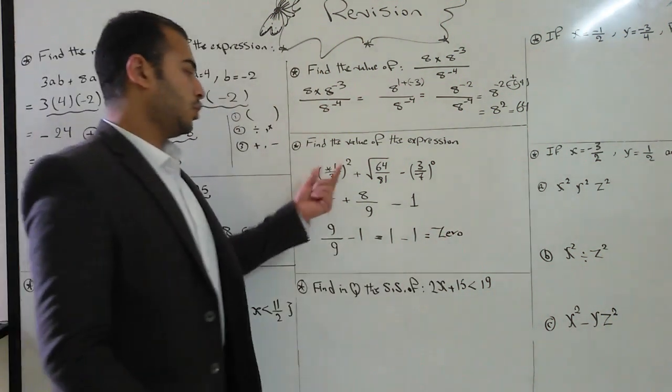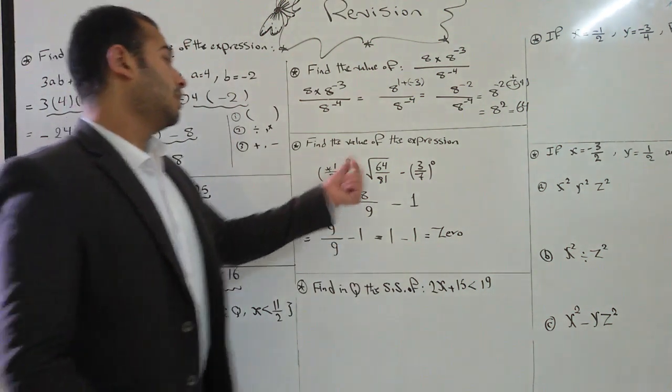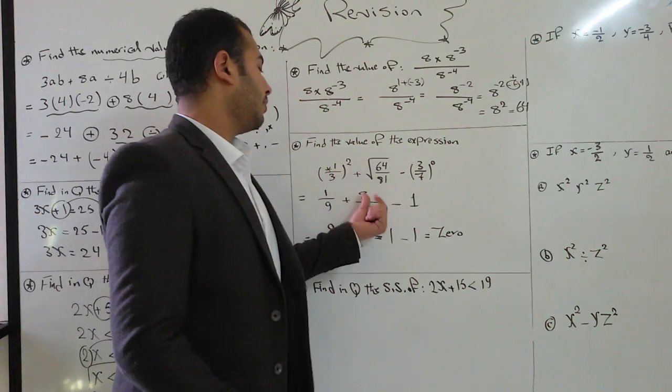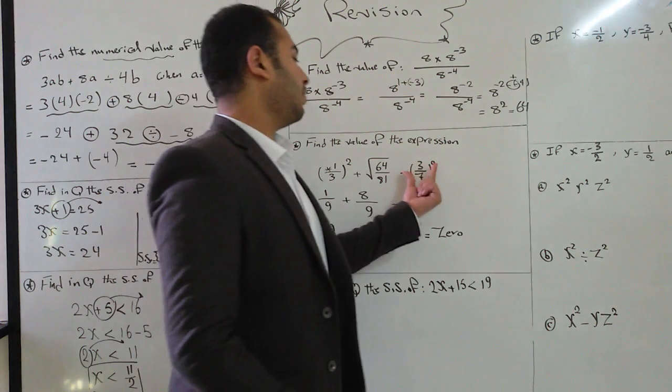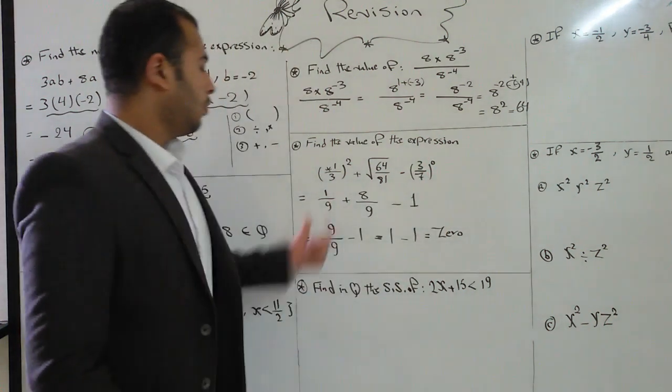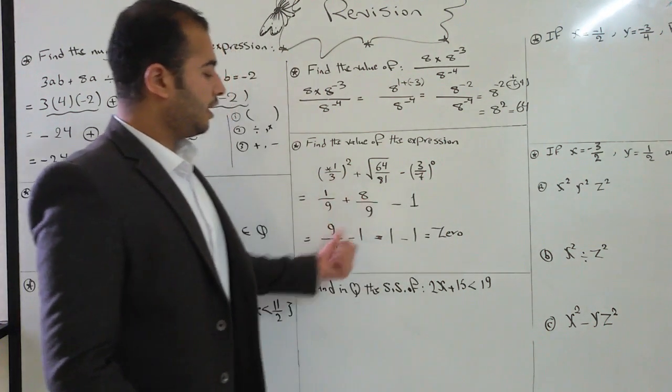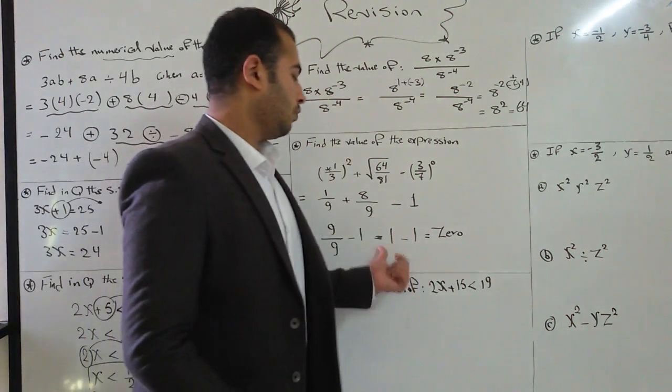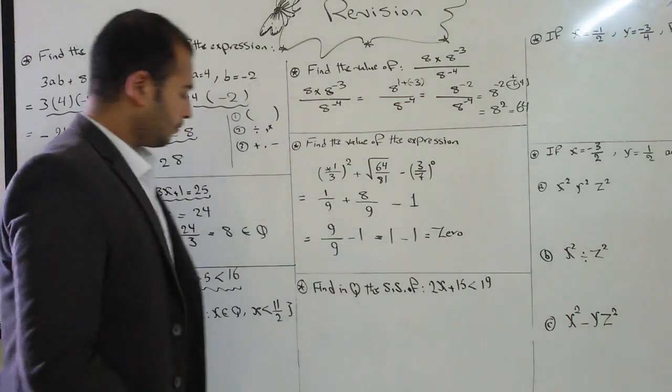Again: negative 1 over 3 all to the power 2 equals 1 over 9, plus the square root of 64 over 81 equals 8 over 9, minus 3 over 7 all to the power 0 equals 1. 1 over 9 plus 8 over 9 equals 9 over 9 equals 1. Minus what? Minus 1. 1 minus 1 equals 0.